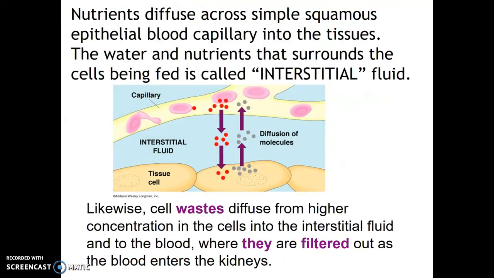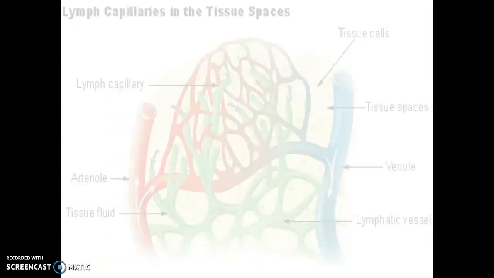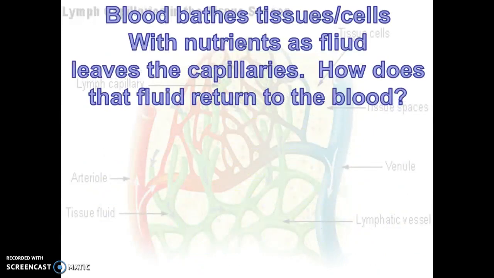Nutrients also diffuse across the simple squamous epithelium of the blood vessels into the tissues, and that fluid between tissues is called interstitial fluid, and that dissolves in and feeds the tissues. Likewise, cell wastes from cells that undergo glycolysis diffuse from their high concentration back into the blood, and then they're filtered out in the kidneys. The blood bathes the tissues with nutrients and feeds them.